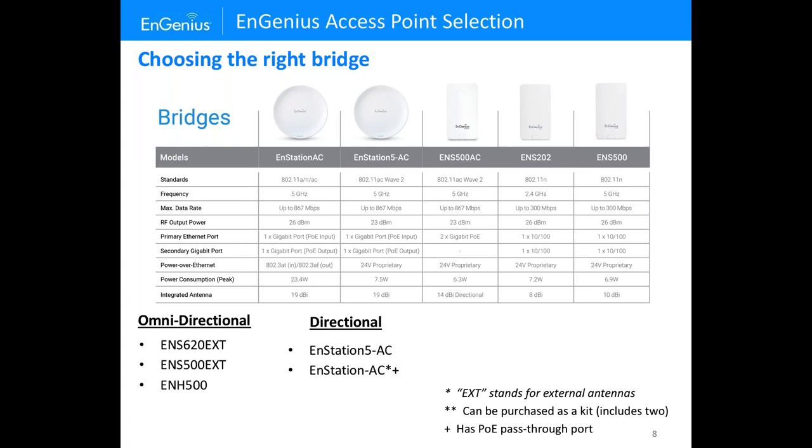The End Station 5 AC is Wave 2. I'd say it is 24 volts, though it doesn't have the PoE pass-through. I don't know what else to add to that. The 500 AC is directional, 14 dBi. That one's a nice one too, very aggressively priced. The 202, that's 2.4 gigahertz. So that one a lot of times is used as just an access point, a lot of times just to get coverage.